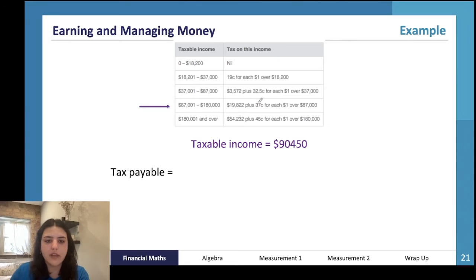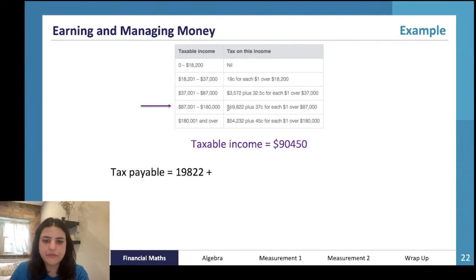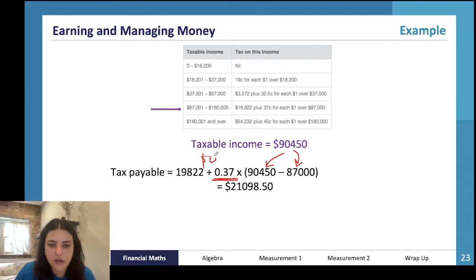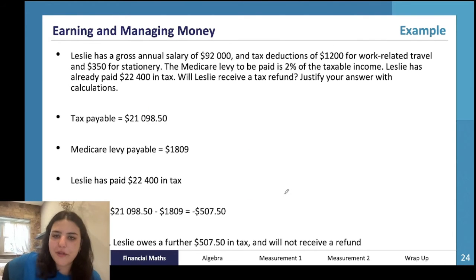And so now we know our taxable income is $90,450. Our tax payable is going to fall into this bracket because it's between $87,001 and $180,000. So we follow the instructions. $19,822 plus 37 cents for every dollar over $87,000. So we have to find every dollar over 87,000 by doing 90,450 minus 87,000, and we times that by 0.37. So we can see this is like $1.37. If you just timed it by 37, you would be getting your answer in cents, not dollars. And that gives us a number of $21,098.50.